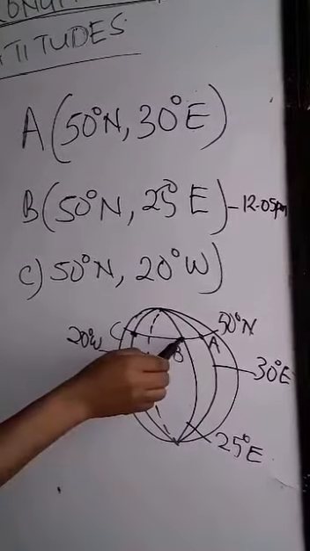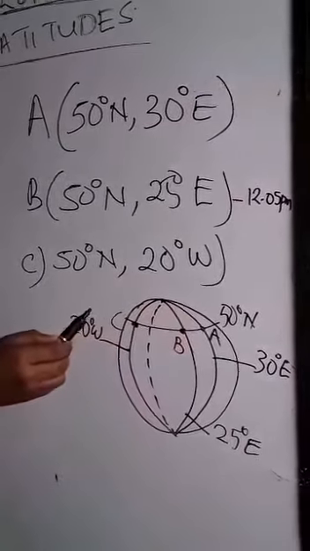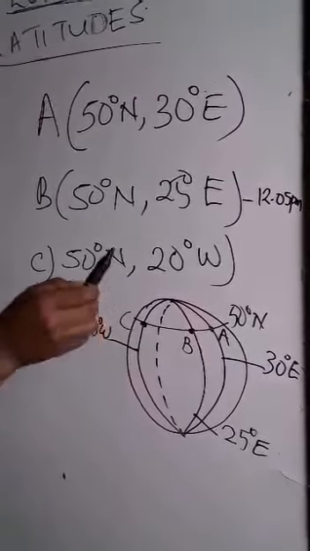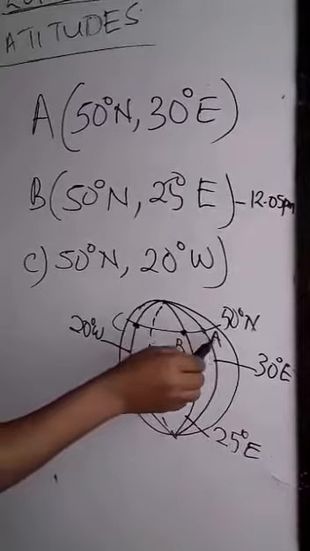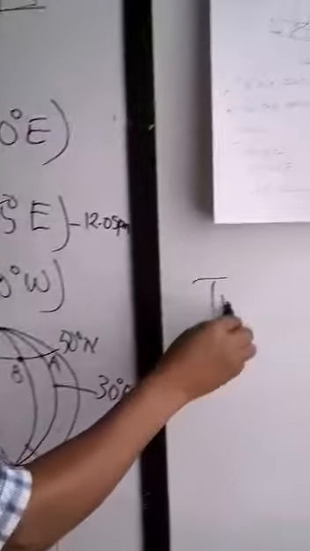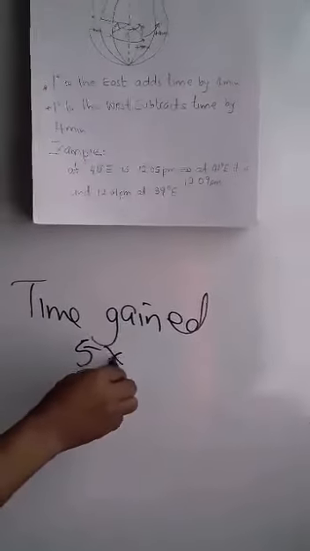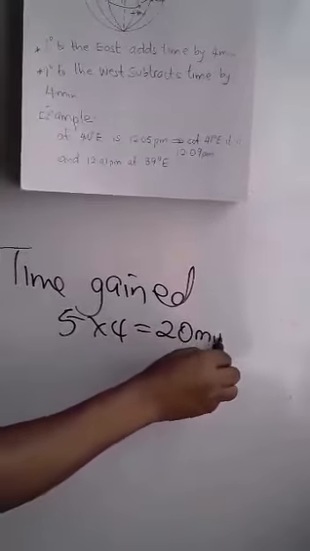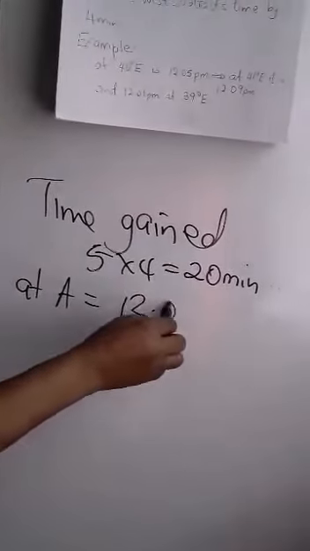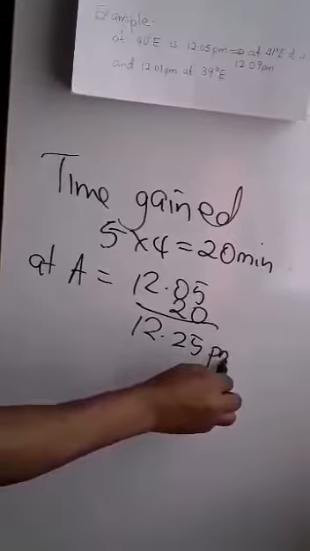Assume that the time at B is 12:05 p.m. Moving towards A, we are moving further east, and that means we gain time. How much time do we gain? Between 30 degrees east and 25 degrees east are 5 degrees. So the time gained is 5 times 4, which is 20 minutes. Therefore, at A, it will be 12:05 plus 20 minutes, which is 12:25 p.m.